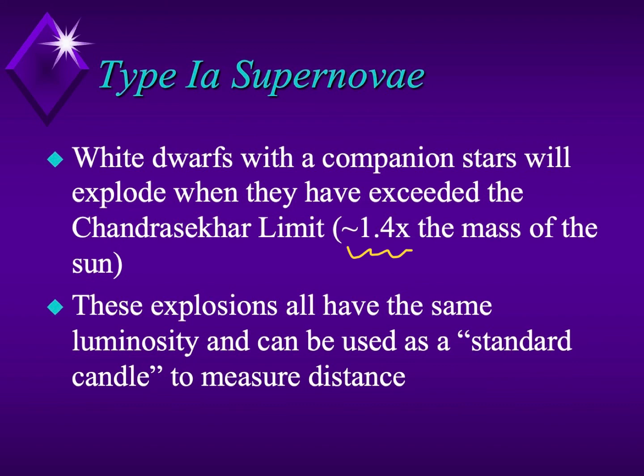It will explode, and all type 1A supernovae have the exact same luminosity. That means that they can be used to measure distance. If we know how bright an object really is, absolute magnitude, we can compare that to how bright it looks to us, apparent magnitude, and determine how far away the object is. This type of object is called a standard candle. We will talk more about standard candles in the next unit.